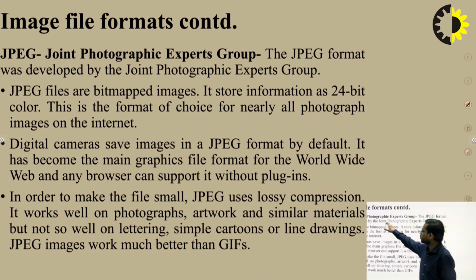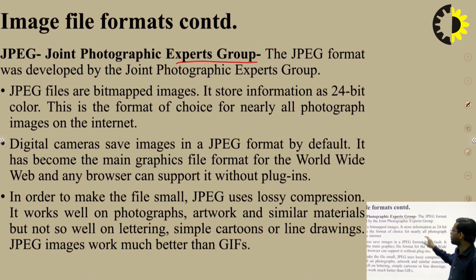JPEG stands for Joint Photographic Experts Group. The format was developed by the JPEG group, so that's why its name is JPEG. These are bitmap images that store information as 24-bit colors. This is the format of choice for nearly all photographic images on the internet. We mostly use the JPEG format. Digital cameras save images in the JPEG format.